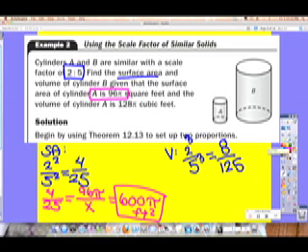Alright, I heard bottom first. Is it bottom or top? Bottom, because it's the bigger cylinder. It's the smaller cylinder, right? So let's put it in the numerator. 128 pi. Because let's be nice to ourselves again. Just leave it in terms of pi.